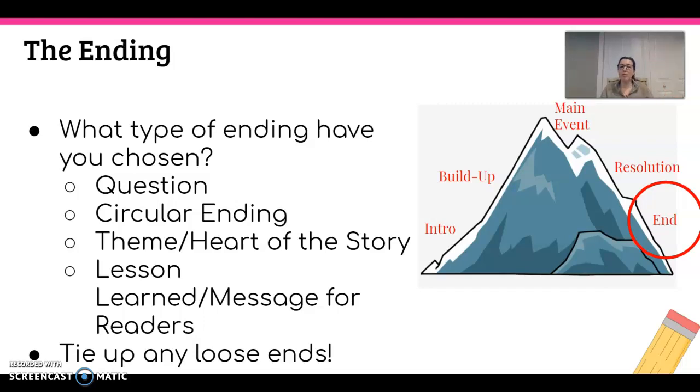So most of us will probably have a circular ending, but it will also go along with the theme or the heart of the story and also a lesson learned. So you don't necessarily have to choose one type of ending because these all do sort of fit together.